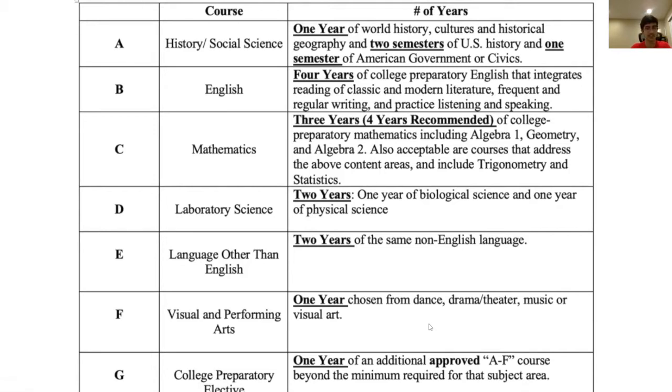All right, so lastly, we have G, college preparatory elective. You need 1 year of an additional approved A to F course beyond the minimum required for that subject area. So say you go to laboratory science. You need 1 year of additional laboratory science that goes beyond the minimum required for the subject area. So say you're taking 3 years of laboratory science, and that would count because 2 years of your lab science satisfy the D requirement, and the last year satisfies the G requirement. So that's how the G thing works.